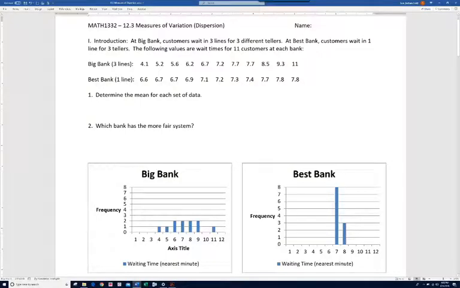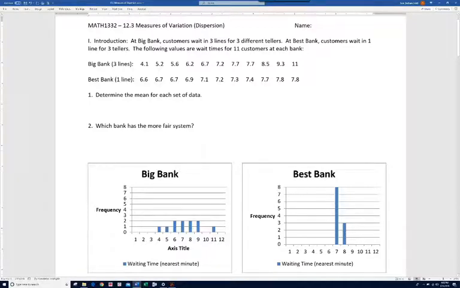Okay, in this video I'll be talking about measures of variation, also known as measures of dispersion. So let's look at this introduction. It says at Big Bank, customers wait in 3 lines for 3 different tellers. At Best Bank, customers wait in 1 line for 3 tellers. The following values are wait times for 11 customers at each bank.